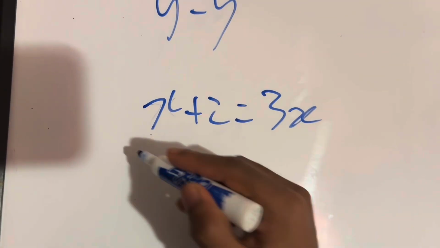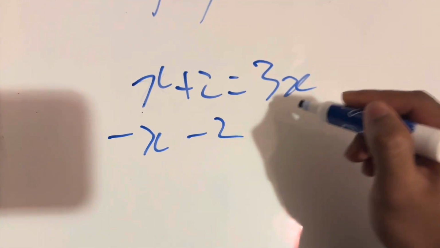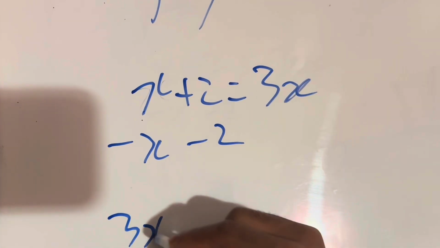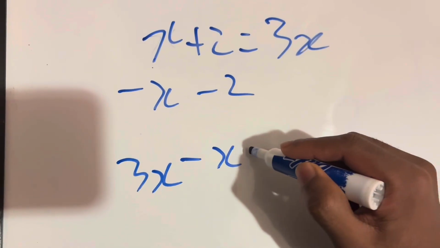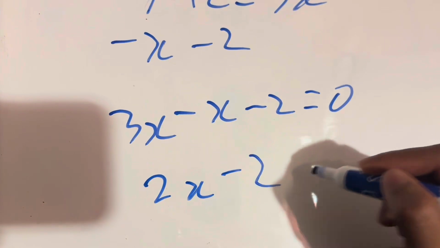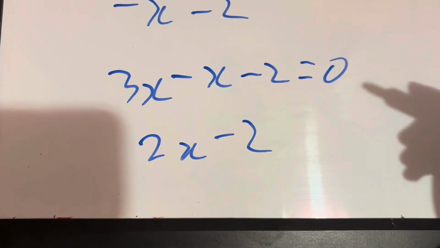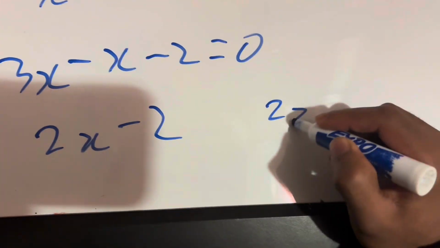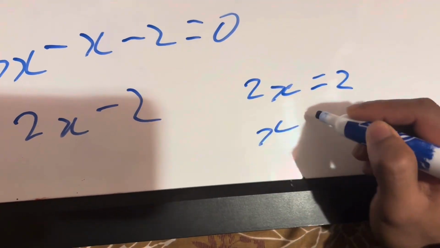Then just bring everything over to one side. So let's subtract x and subtract 2 from both sides. And then we're left with 3x minus x minus 2 equals 0, which is just 2x minus 2. And then we simplify that a little bit more, and we get 2x equals 2, x equals 1.